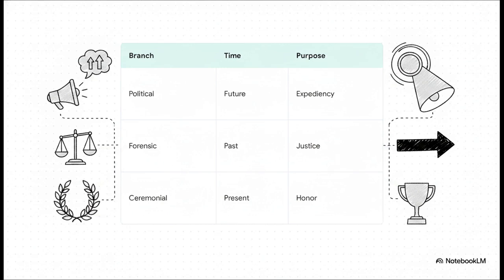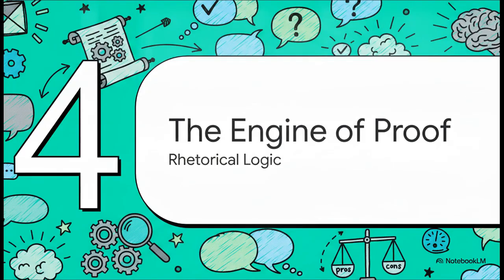Once you see this matrix, it's wild. You realize that every political debate, every courtroom trial, or even that awkward wedding toast you heard last weekend perfectly follows this ancient blueprint. Which brings us to Section 4, the engine of proof.